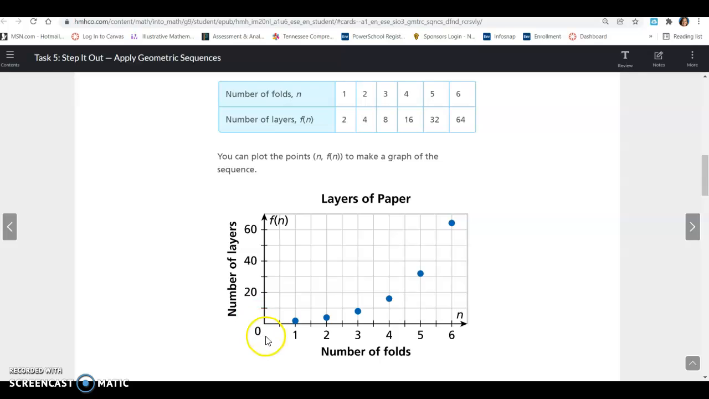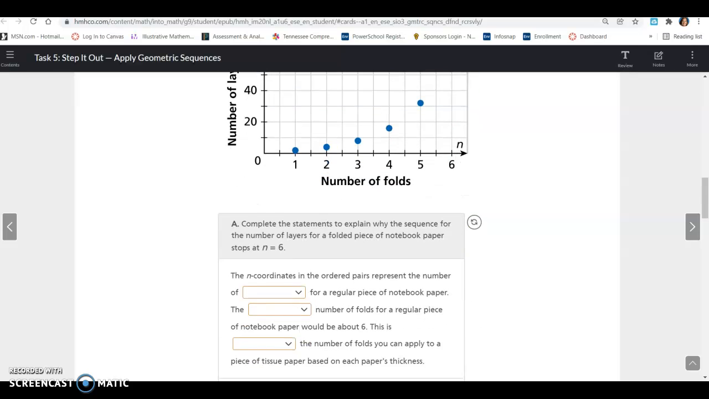Okay, and then f of n is my y-axis. It's going up the side, and the number of layers goes from 2 to 64. So that's why it goes from 0 to about 65 or 70 here, just so it includes all of those points. So these are graphed. These are the points. Your n and f of n is just like your x and y points graphed along here. And again, we do not connect these because this is discrete. These are just ordered pairs.